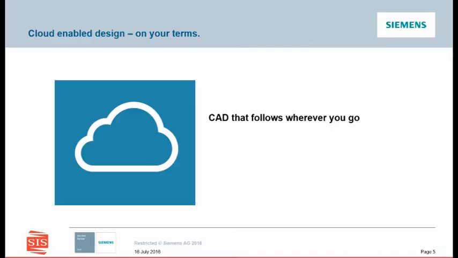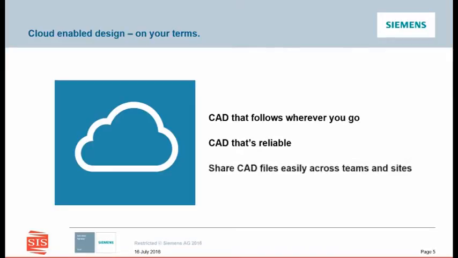CAD that follows wherever you go. Log in to use it wherever you like, with personal preferences remembered. CAD that's reliable. It still needs to work even when there's no internet access. Share CAD files easily across teams and sites. Collaboration is key in design, and this need can be across multiple geographies. So what's available in ST9?